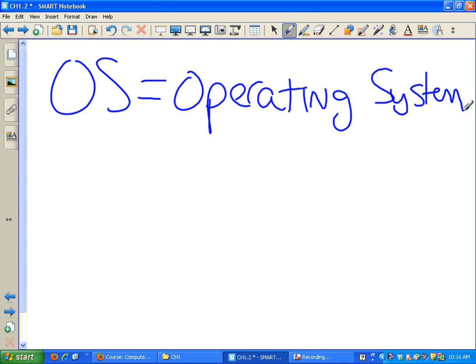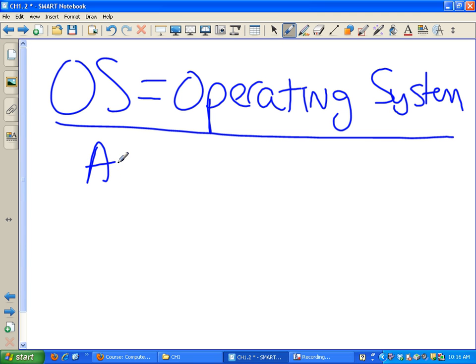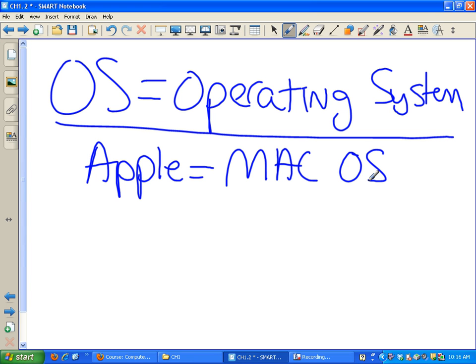Okay, and there are really three different, I'm going to say makers, but that's a bad word, makers of operating systems. Name one of them. Mac. Okay, Apple, which is the company, or Macintosh, or Mac OS. Okay, there's all kinds of Macintosh operating systems. What's the other one? Microsoft. Okay, Microsoft.